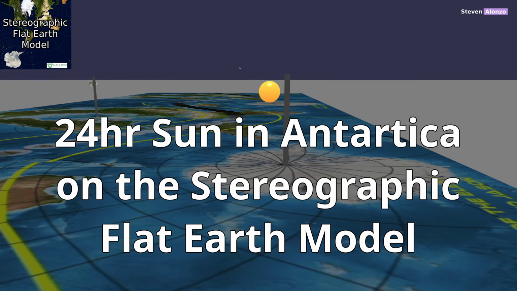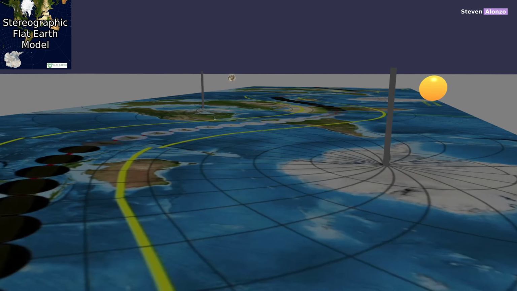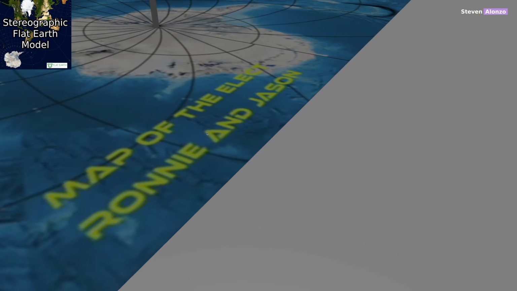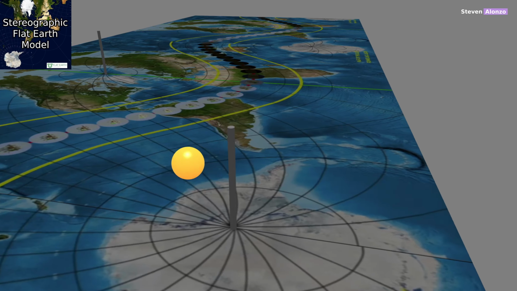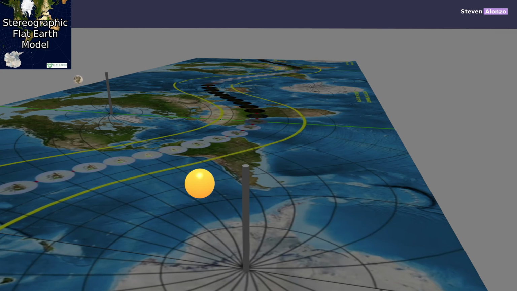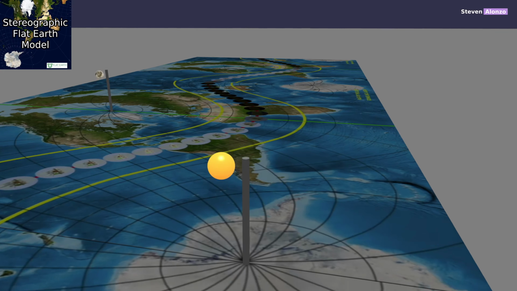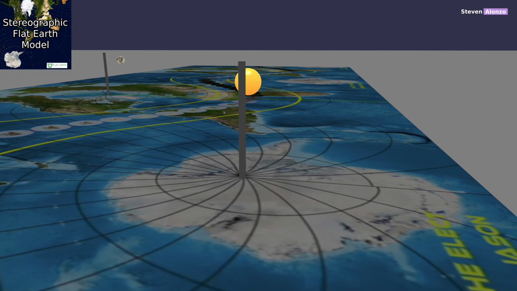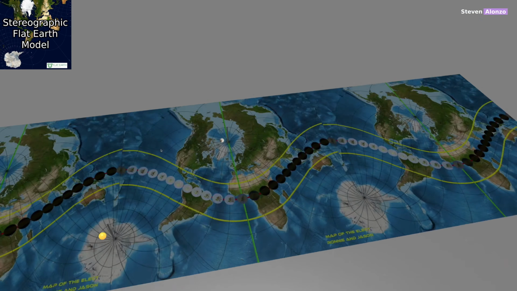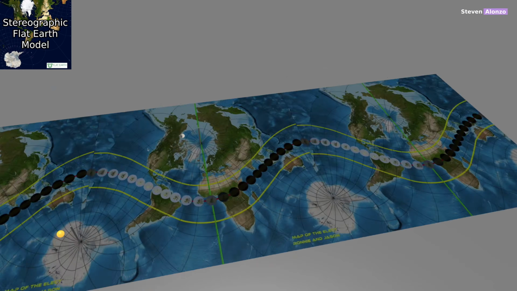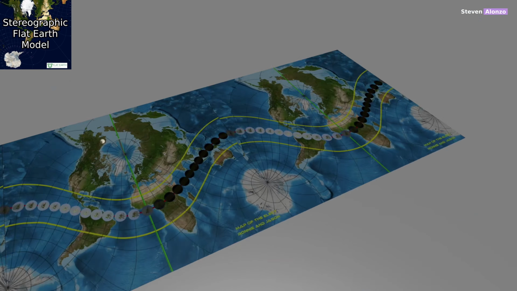In yesterday's video, we looked at the oblique mercator projection for what is called the stereographic flat Earth model. Now, we're going to be looking at Ronnie and Jason's map of the Awake Souls. They are the ones who named this model, the conceptual model, the SVR. They promote this, believe in it. So I'm testing their map now because it is easier to tile across, whereas the oblique mercator I could not.